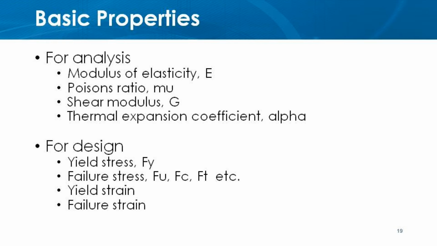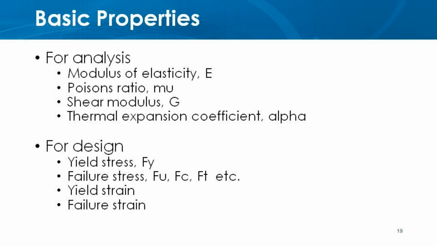The basic properties that we need for analysis are the modulus of elasticity, which we just mentioned. The only change we will make is the modulus of elasticity at different levels of loading, or different levels of strain, because it's not a constant. Poisson's ratio, shear modulus, thermal expansion coefficient, alpha. Also you need this because when you apply temperature to a material, it expands, right? It not only expands, its material behavior also changes. We will talk about that in a minute.